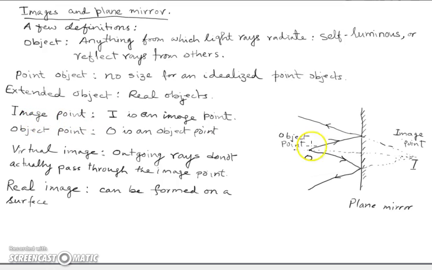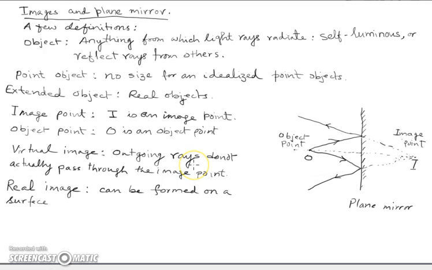Image point, I is an image point, right? That's where the image is formed. Object point, O is an object point. That's where the object is placed. Virtual image. For a virtual image, outgoing rays do not actually pass through the image point.